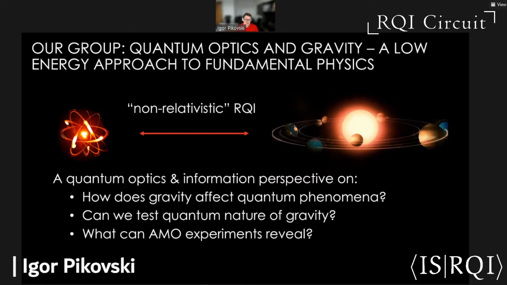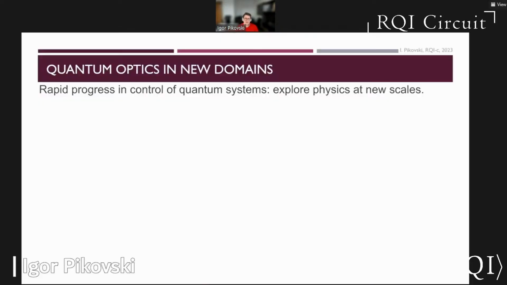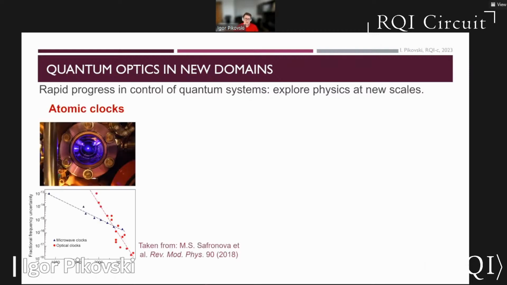And one big motivation for that is that there are a lot of experiments in recent decades that are really pushing quantum optics, or quantum control of quantum systems, into entirely new domains. One example is the development of atomic clocks, atomic technology, where over decades there's been exponential improvement in the precision of measuring certain phenomena, in this case, precision of frequency.